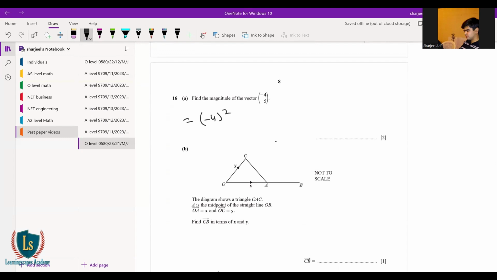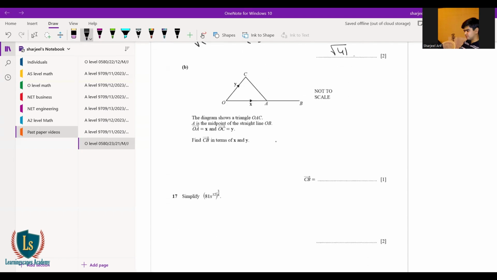So question number 16, we have to find the magnitude. So the formula will be the square root of minus 4 square plus 5 square. That would be the square root of 16 plus 25, and that is square root of 41. This is our answer. Part B is from the vectors as well.